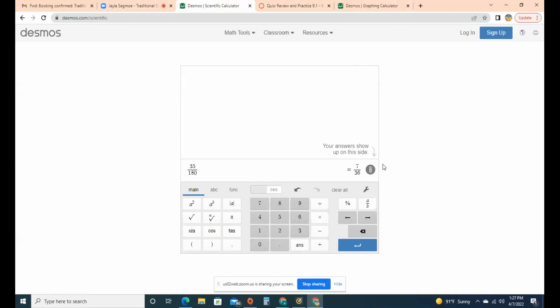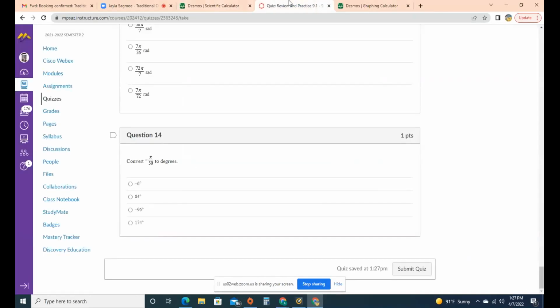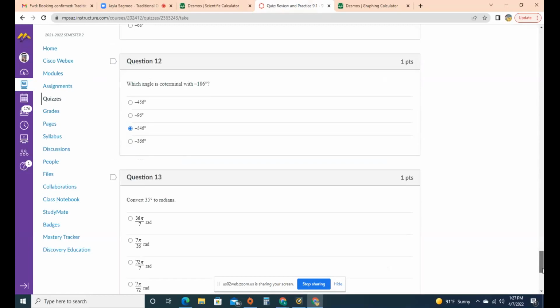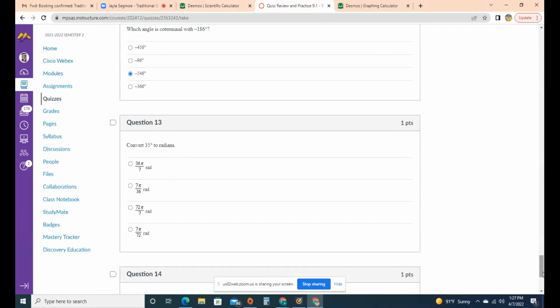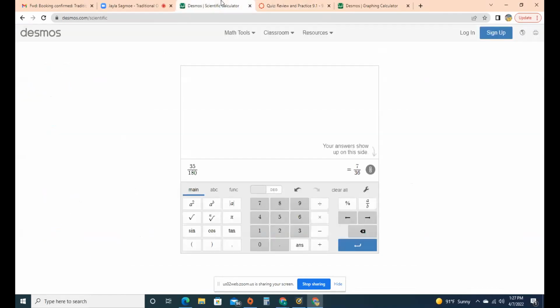Now go back to your answers. Is there one that is 7/36? No. Oh, wait, we're looking at 13. Is there one that's 7/30? Yes, but it's got a pi next to it. Do you see that? And that's okay. Could you go back to the Desmos Scientific? Okay, go back to the left where it says 35/180 and just click in that area and then hit the pi button. It's down right there. Perfect.